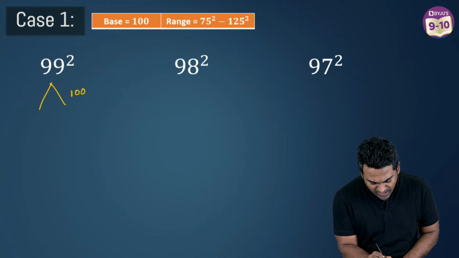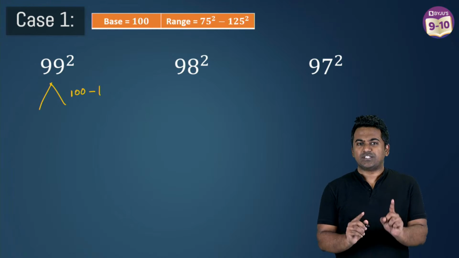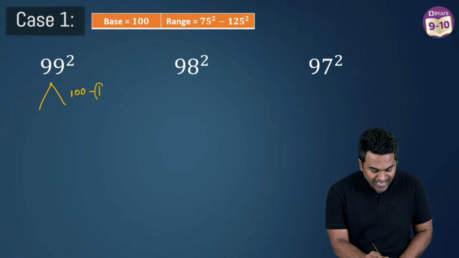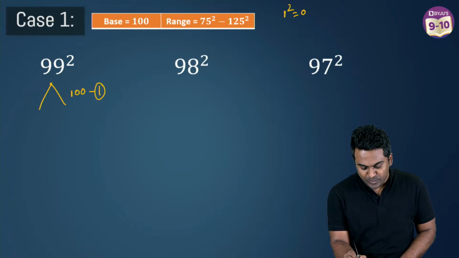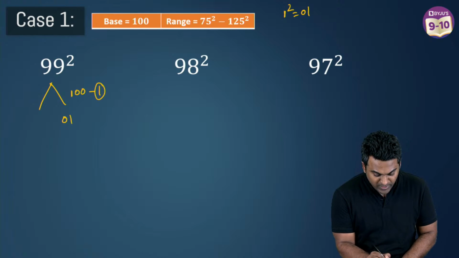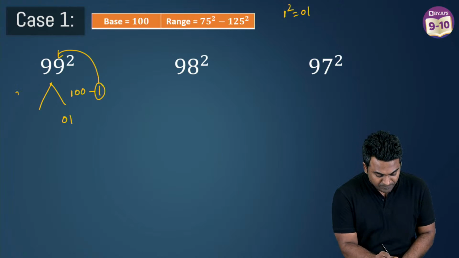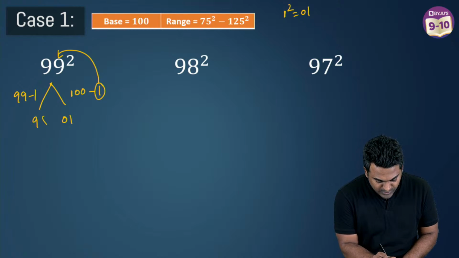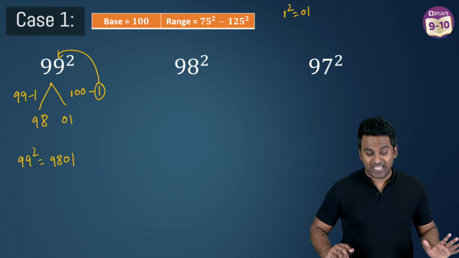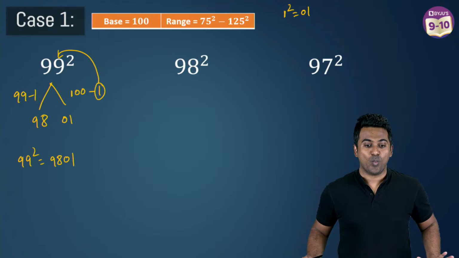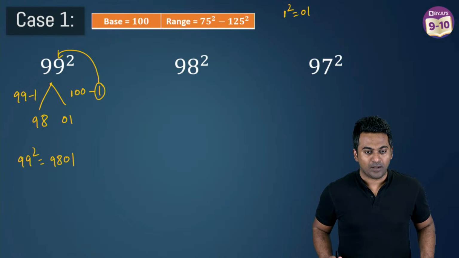99 is going to be what? 100 minus 1. It's just that we need to remember one square has to be written as 0, 1. So this is going to be 0, 1 here. Same rule applies. Subtract on the right, so subtract on the left. 99 minus 1, this is going to be 98. So 99 square, as we have calculated, is 9,801. Very good. Lily, Army, Devi, Divya, Lakshmi, Mridul, Shivansh.